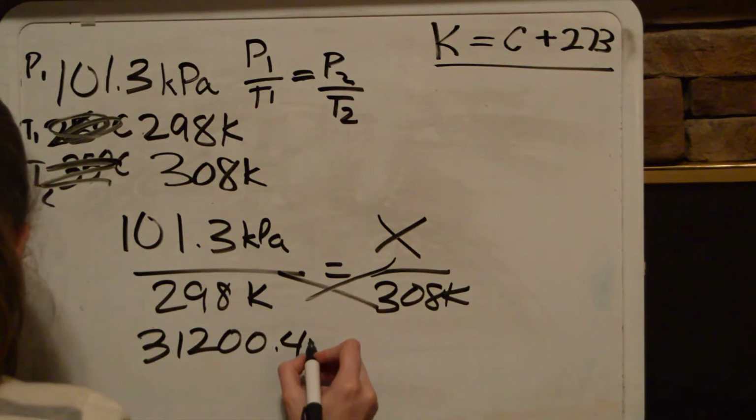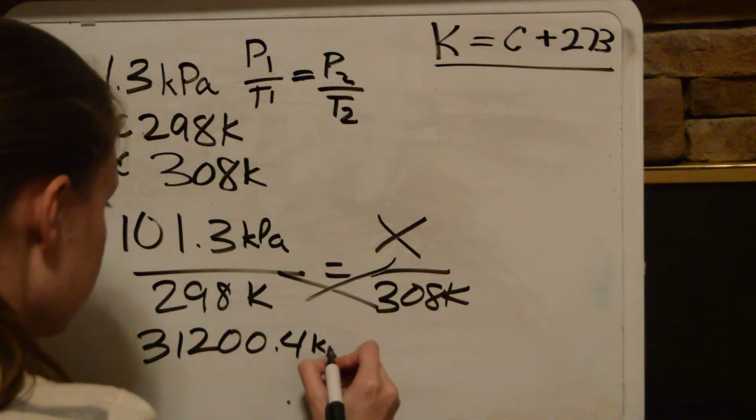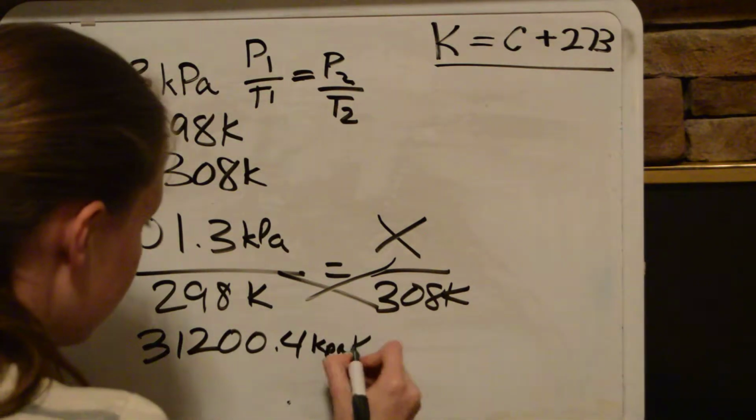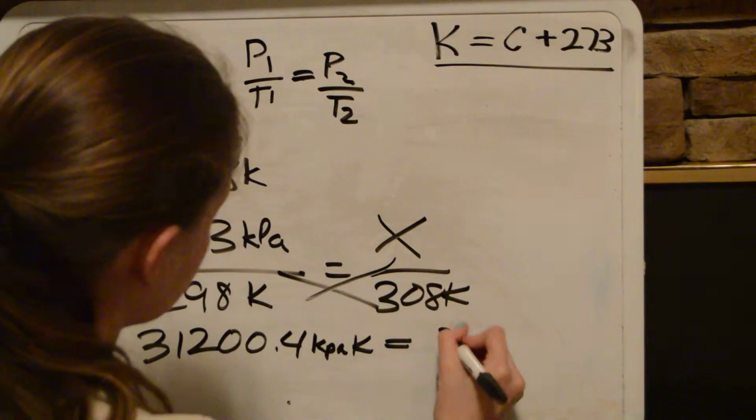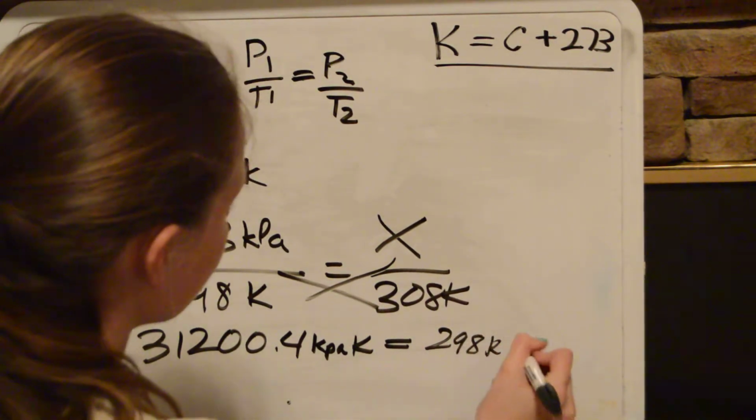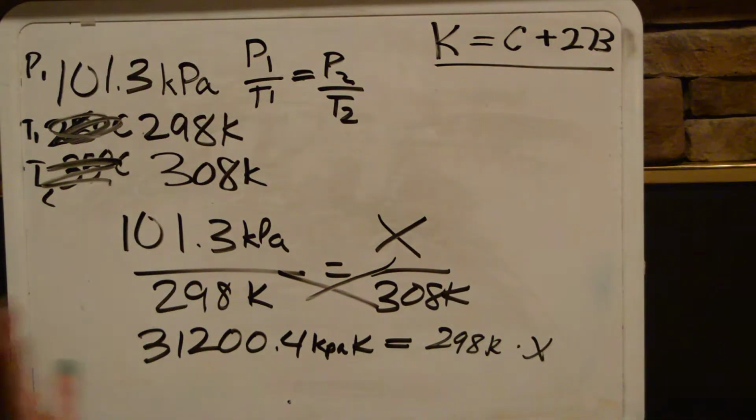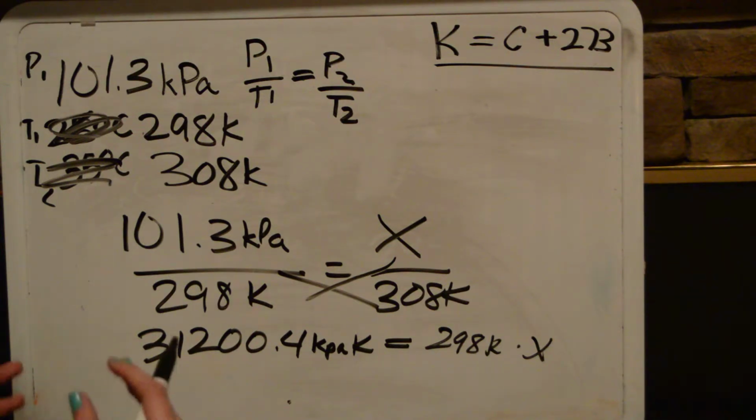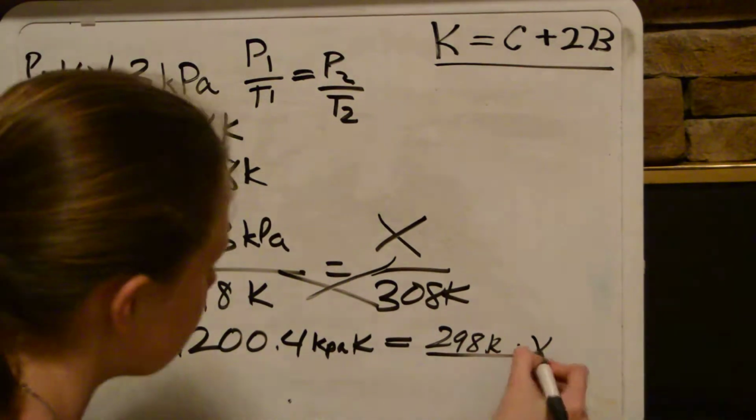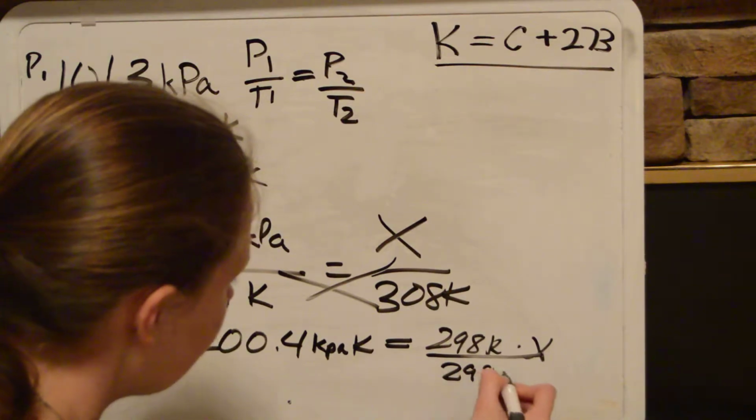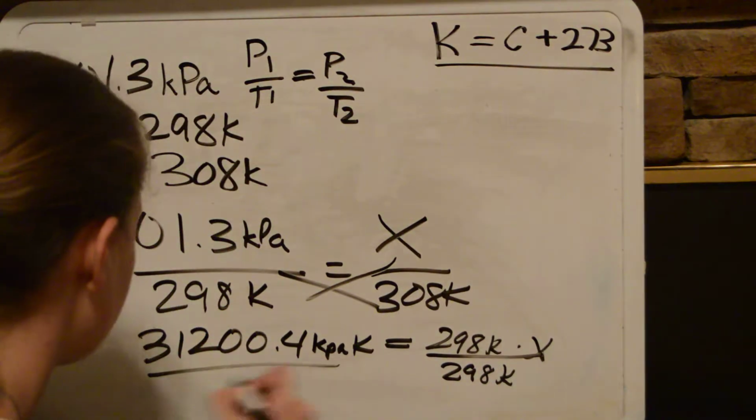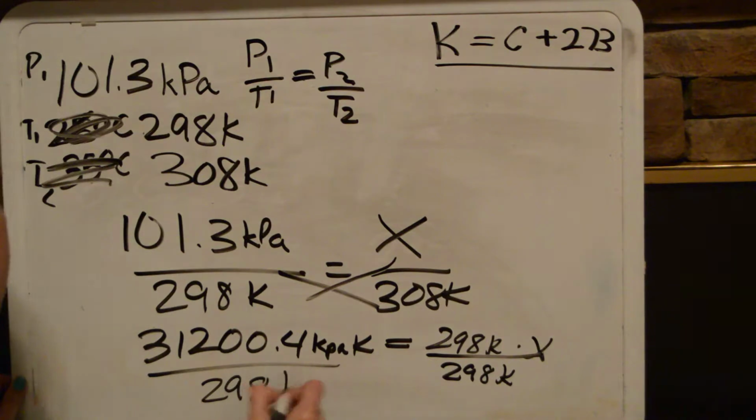31,200.4 kilopascals and Kelvin equals 298 Kelvin times X. Again, isolating X. Are you kind of sensing the repetition here? It's really simple. The more you practice, the more you get it. Isolate X. Divide 298 Kelvin from both sides. Running out of room on the board, but that's okay because we're almost done with the problem.